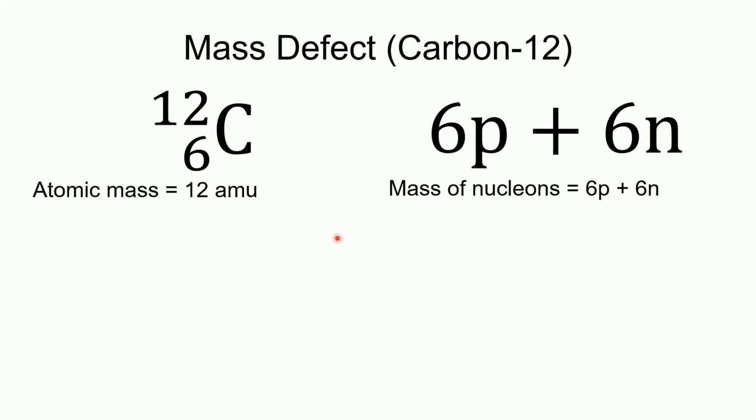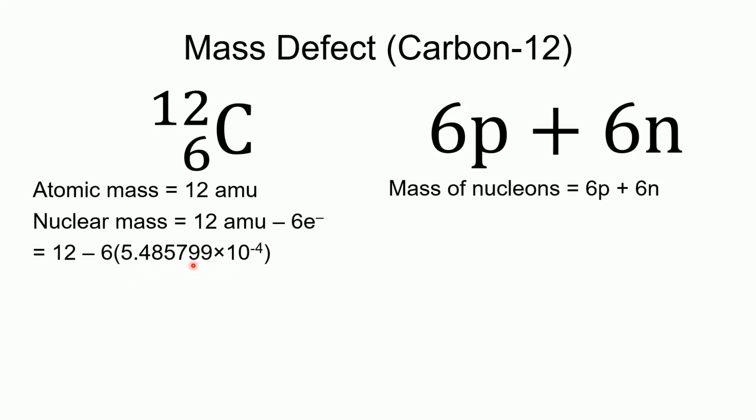Well, if we start doing the math, here, this is the atomic mass, so we're going to subtract the mass of 6 electrons. You'll find that on the back of your periodic table. When you subtract that, you're going to get 11.9967. It's almost 12, right? So it's not quite 12 atomic mass units for the mass of just the nucleus.